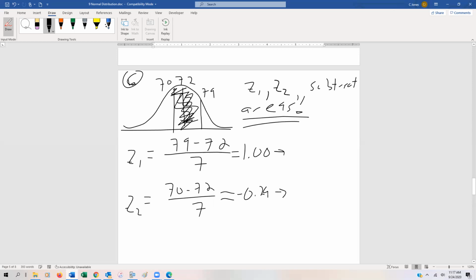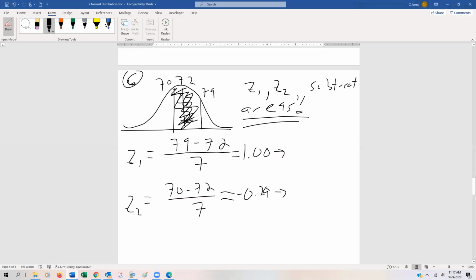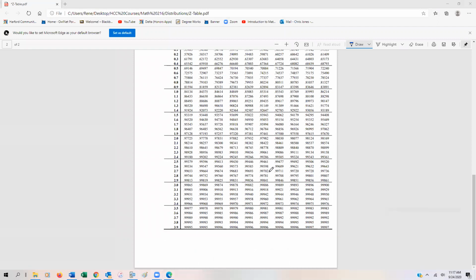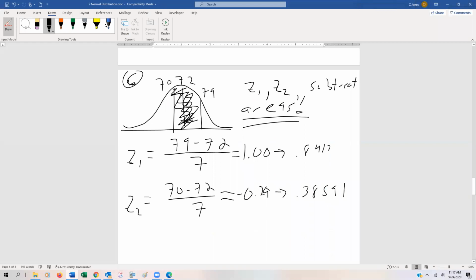And now we're going to go into the table, and we're going to convert both of those. So in our table, negative 0.29, so here's negative 2, and then we go all the way over to 9. So that's 0.38591. And then we're going to look up 1.00. So we're going to go down, excuse me. So we're going to do 1, and 1.00 is right here, 0.84134. So that's going to be 0.84134.